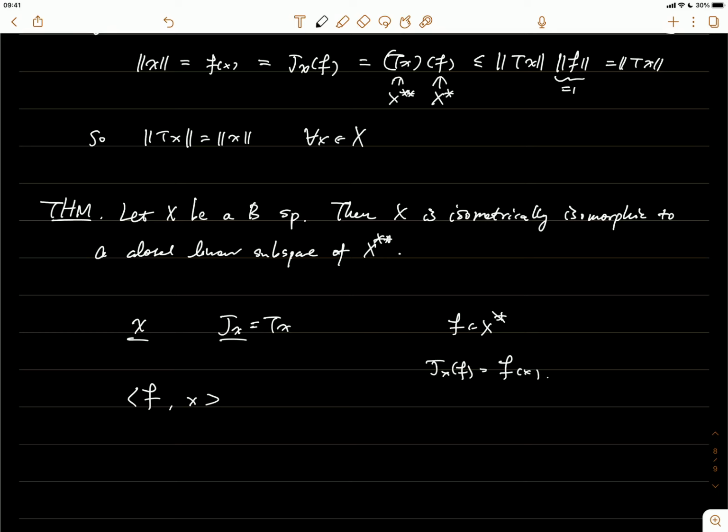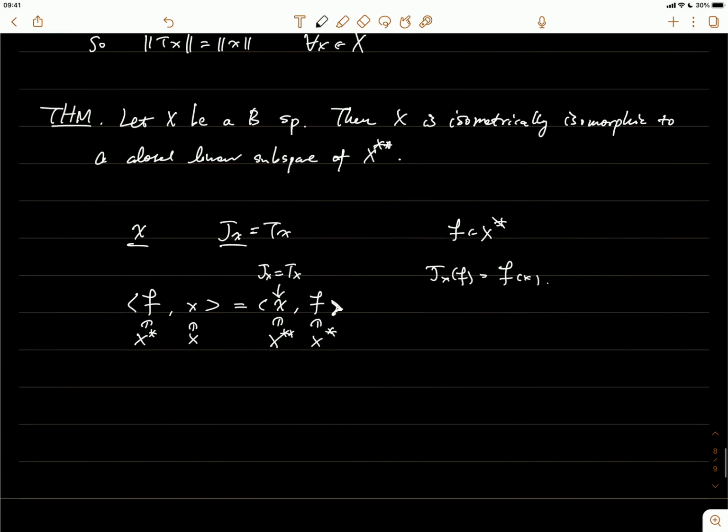What this means is that this is in X, and this is in X star, and we can always write this as the bracket of x and f, where this x should be interpreted as Jx or Tx, because this is in X double star, the bidual, and this f is in the dual. Whichever goes first in this bracket notation is the one that is applied to the second one. Okay, so that's the interpretation.